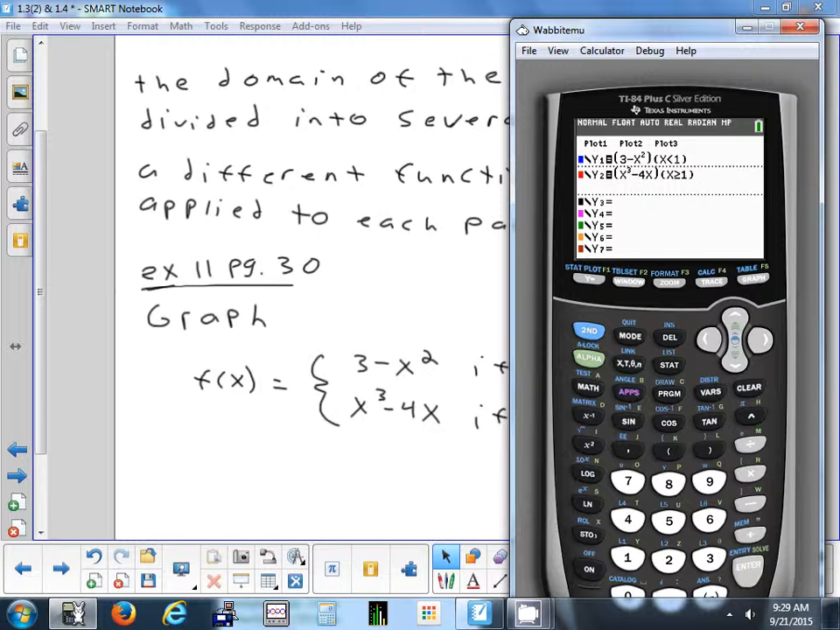Any question on typing that in? Yep. I can do after negative 4x. You can't do a negative? Yeah, just press minus. Yes, ma'am.